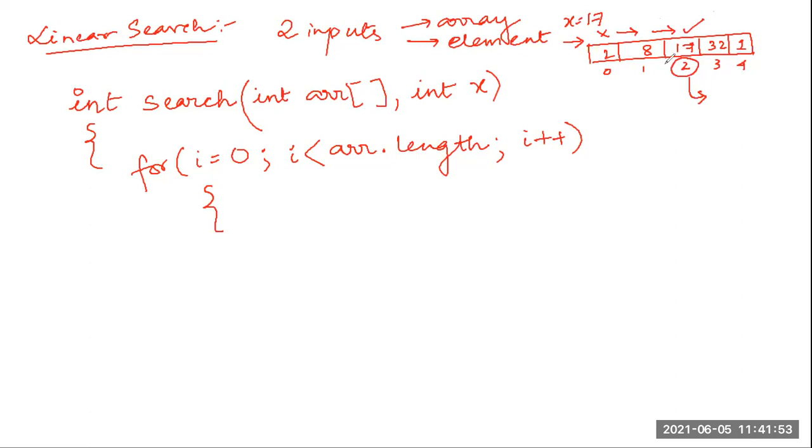Since I return the location in my array if the element is found, these locations are always integer type: 0, 1, 2, 3, 4. Indices are integer values, so here I have a return type of int. What I am searching inside this, I am checking whether the element at array location i, starting from i0, i1, i2, is equal to my element or not. This is an equality operator, double equal to.